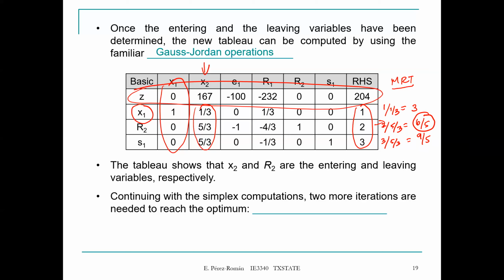Continuing with the simplex computation, 2 more iterations are needed to reach the optimum. x1 equals 2/5, x2 equals 9/5, and z equals 17/5.